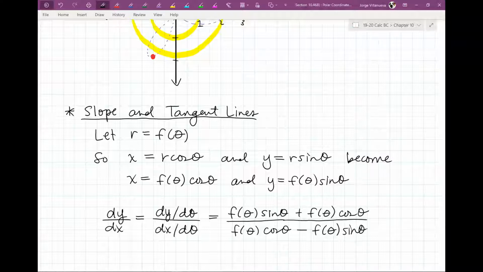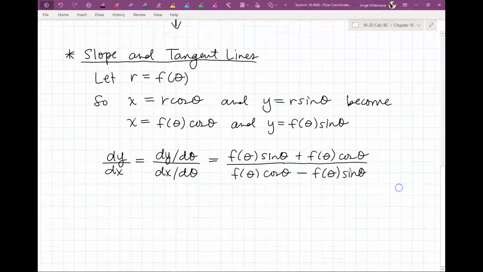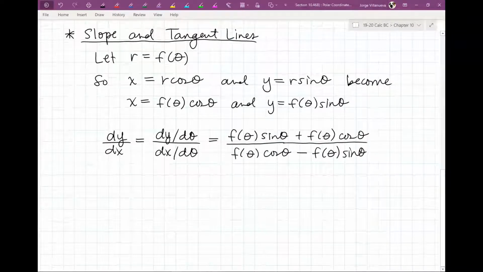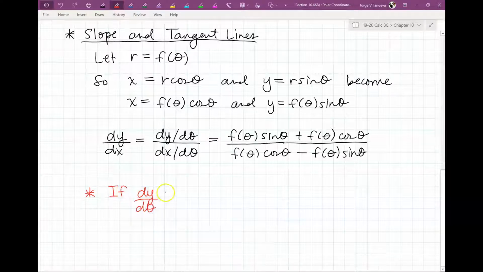So that's a definition. Now, more importantly than anything, the most important thing that you guys want to take out from this is the following. So I'm going to kind of put a big old thing here. If dy d theta is equal to 0, we have a horizontal tangent line. Okay, so horizontal tangent line.